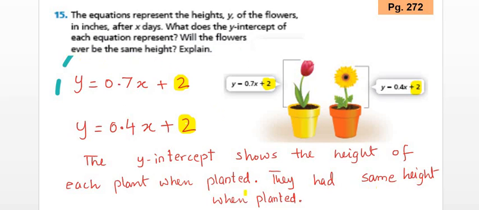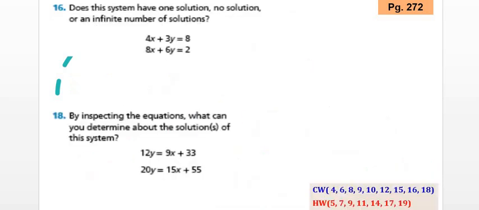Yes, the flowers had the same height when they were planted because it was 2 and 2. So let's see, what do we have more to solve? Question number 16 and 18, same idea. They just want you to determine whether the system has one solution, no solution, or an infinite number of solutions. By inspecting the equations, what can you determine about the solutions of this system?